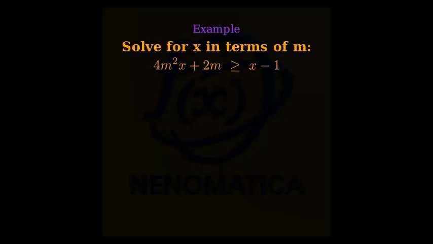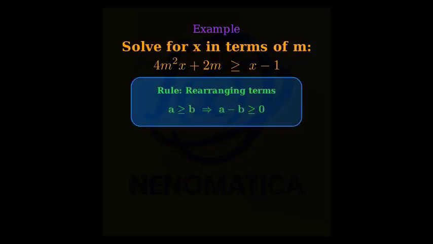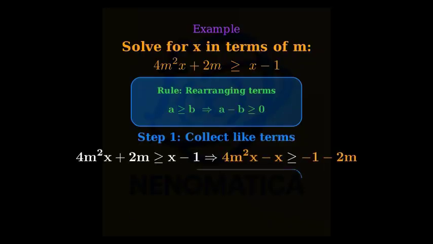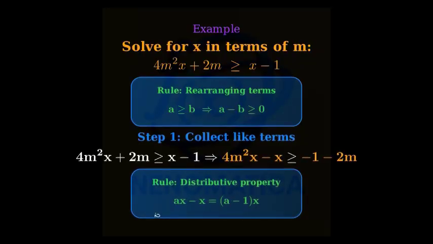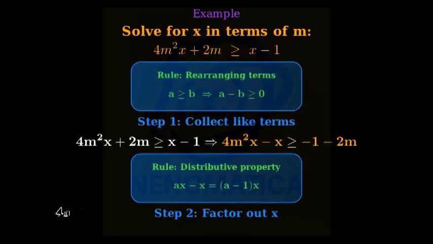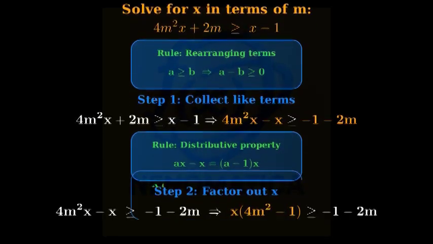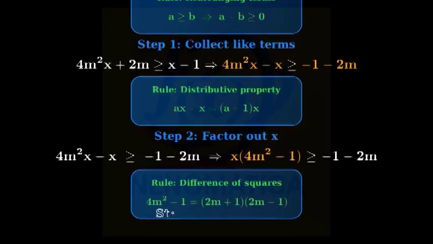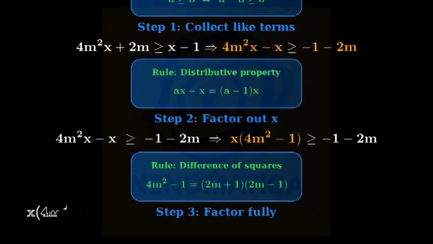We will solve a parameter inequality exactly following the steps shown in the input image, correcting only where necessary. This is a full, case-based walkthrough. Step 1. Move all x terms to the left and constants to the right. Step 2. Factor out x from the left side. Step 3. Recognize a difference of squares and also rewrite the right-hand side as a factor of 2m plus 1.